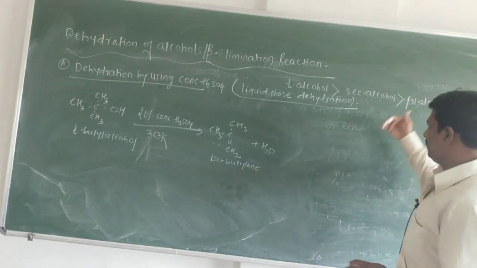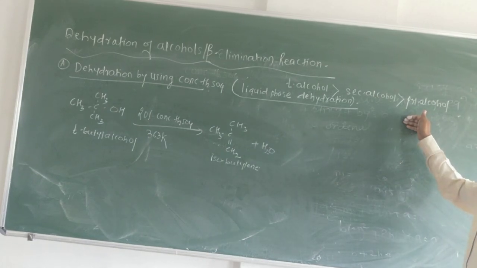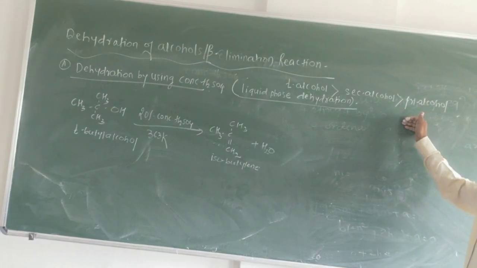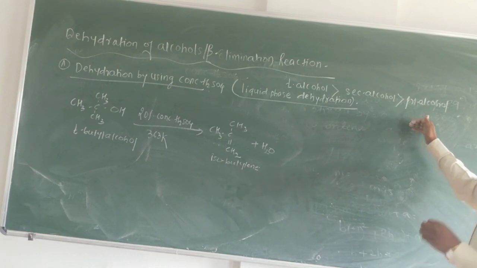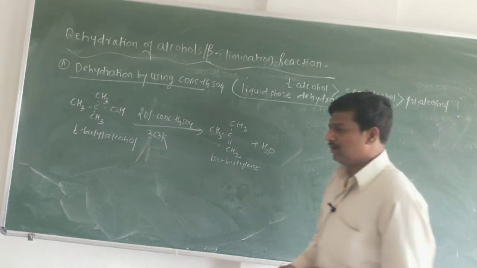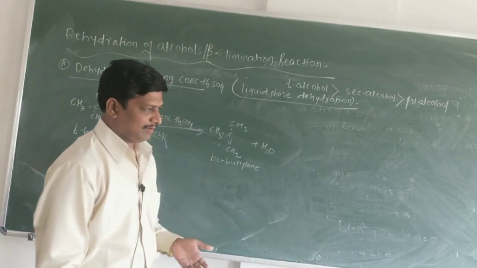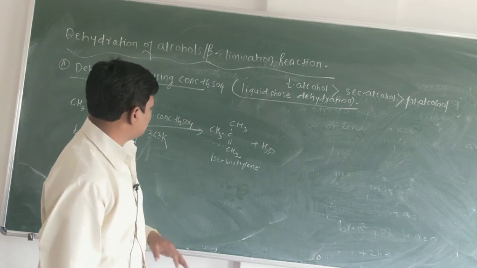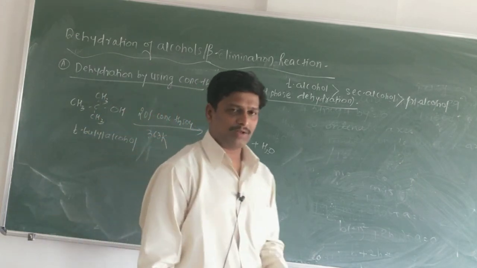Okay, and for primary alcohol the concentration is 95% and the temperature is 443 Kelvin. Okay, so this is the reaction. And now after this, the next is the dehydration of alcohols by using alumina. Okay, but now we will stop here.